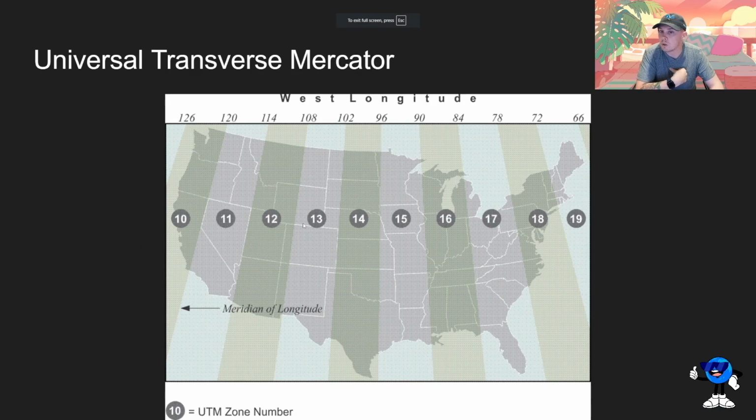So the U.S. isn't perfect. UTM zones don't line up perfectly with the states, leading to many different states being divided. New York's one of them. Pennsylvania's one of them. North Carolina's one of them. California, Oregon, and Washington, a bunch of different states are divided.